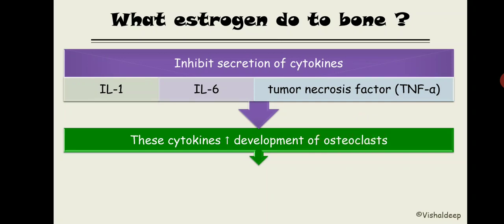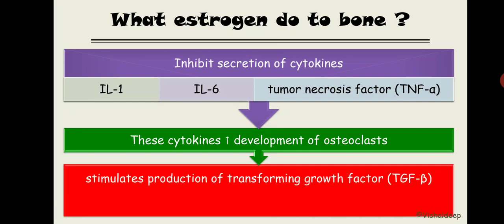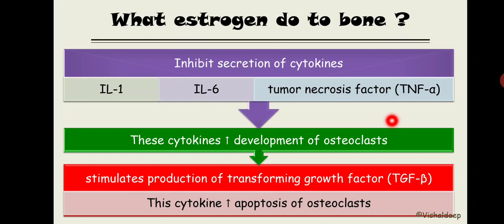Alright. Now the next thing estrogen will do is stimulate the production of transforming growth factor beta. This transforming growth factor beta will increase the apoptosis of the osteoclast. So actually, estrogen will inhibit the cytokines that increase the formation of osteoclast, so it will decrease the formation of osteoclast, and again estrogen will cause apoptosis of the osteoclast, so it will destroy already present osteoclasts, so there are fewer chances of osteoclastic activity and osteoporosis.